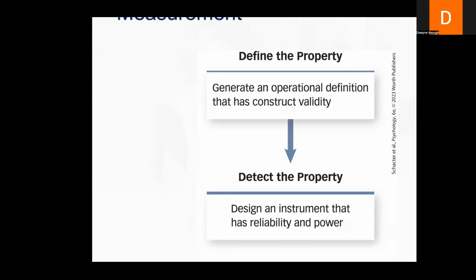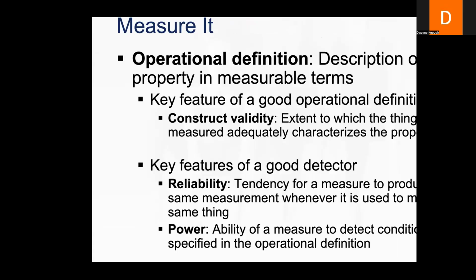When we measure behavior, it's really important that we define what we're talking about. The next slide will have greater information on operational definitions, construct validity, as well as having sensitive instruments to detect the behavior that we're observing. So, an operational definition is really a description of property in measurable terms. If I asked you, how much money would you have to be rich? So, what's the operational definition of rich? You can think about your own answer.